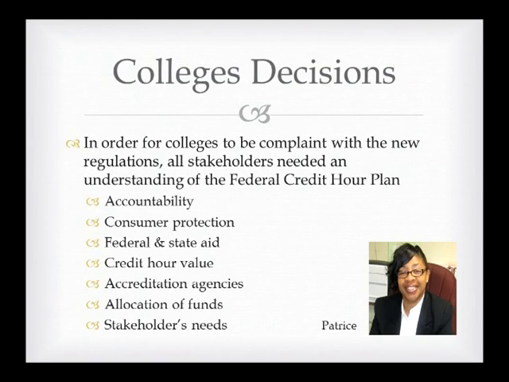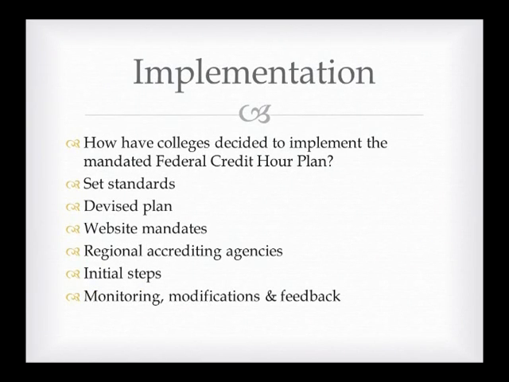With the explosion of online post-secondary education and accelerated programs, the value of a credit hour becomes increasingly important to ensure that students and taxpayers get what they are paying for. The decision to be compliant directly impacts accreditation and federal funding. Each institution had to collaborate with all stakeholders. How have colleges decided to implement the mandated Federal Credit Hour Plan? Institutions set their own standards for academic purposes. Each institution devised a distinct plan with a timeline.